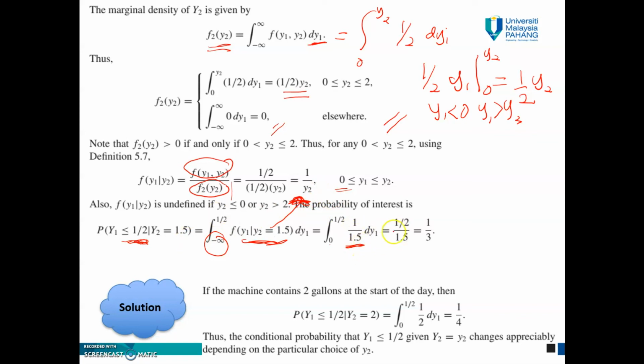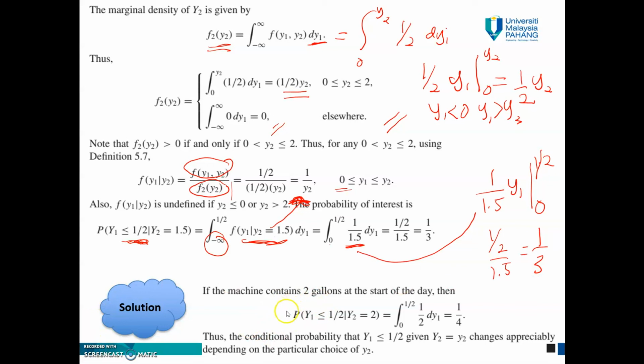Then here you integrate first. Actually you will get, let's say, I didn't do the calculation, when I integrate this one, I will get y1 from 0 until half. When I substitute the value, I will get half over 1.5. So what is the answer here? 1 over 3.